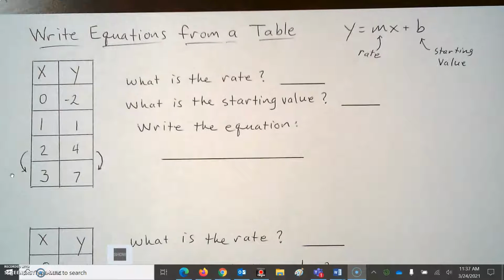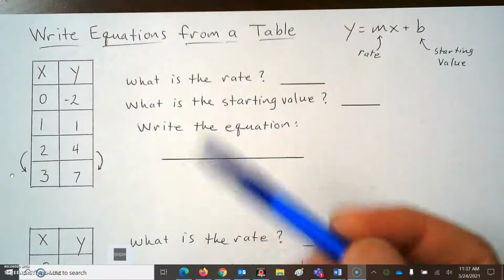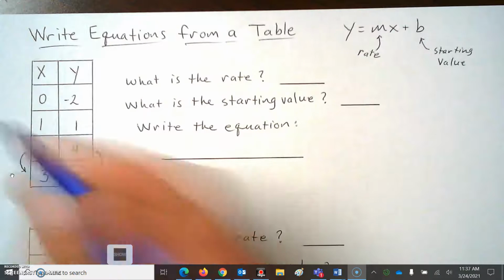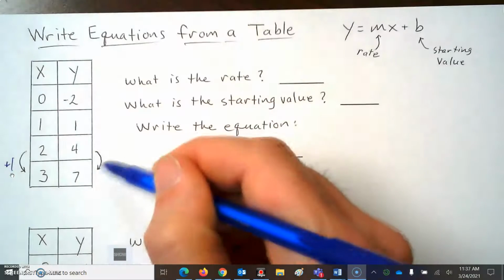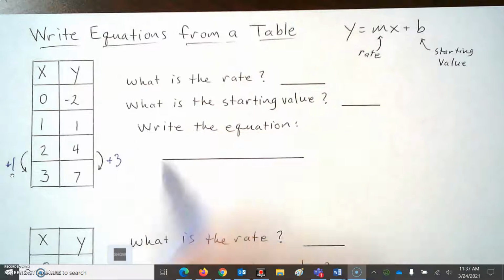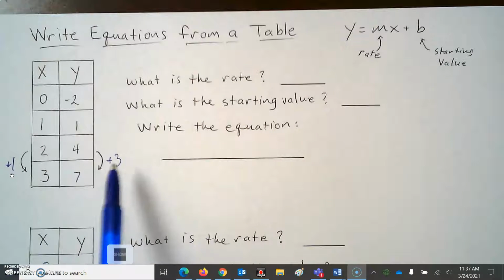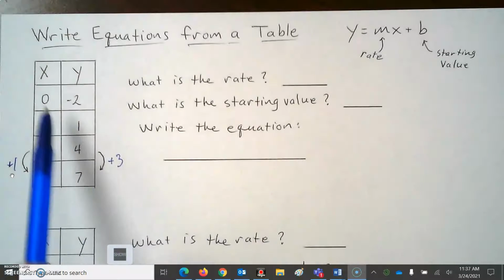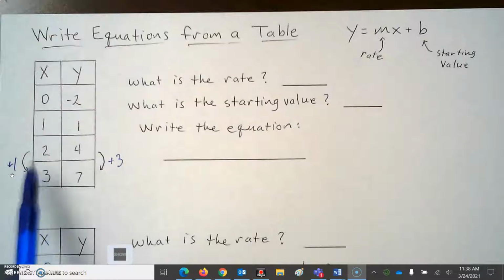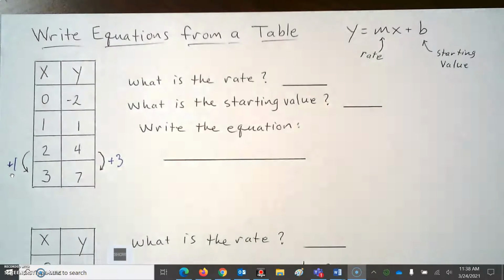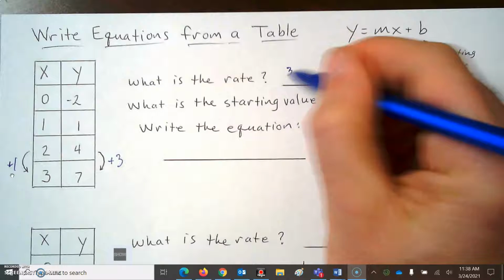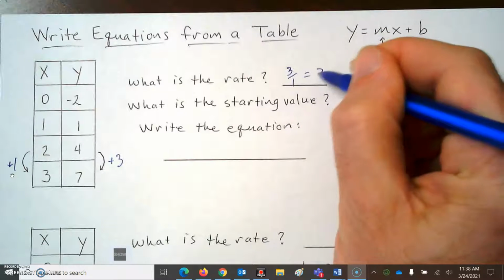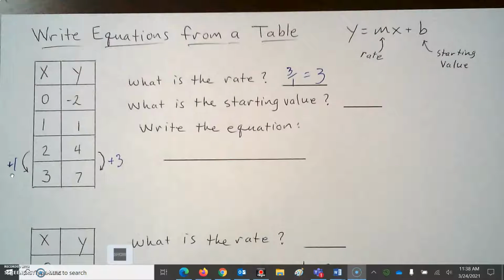I'll show you. You look at the bottom of the table, and from 2 to 3 is up 1. From 4 to 7 is up 3. This is my rate, everyone. Rise, that's the change in y, over run, the change in x. So my rate is 3 over 1, and since it's over 1, I'll just call it 3.